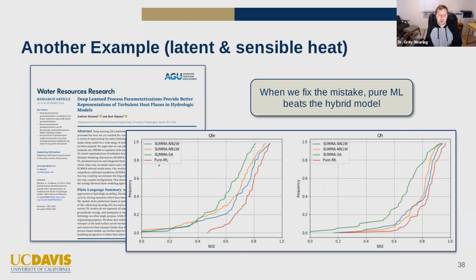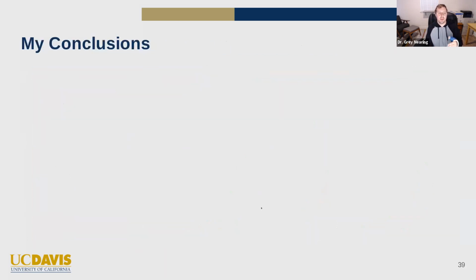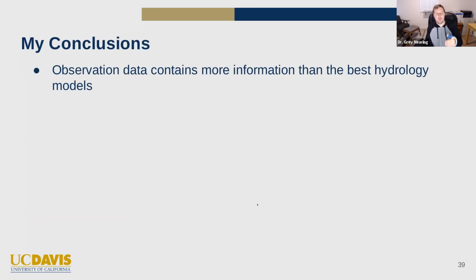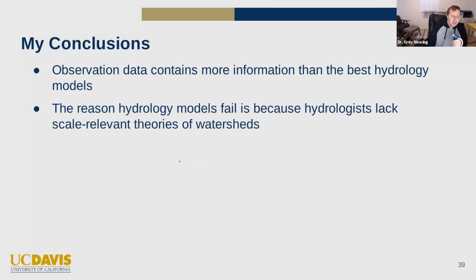And if you use a pure machine learning model with memory, you can do better than their hybrid model. So my conclusions, the thing that I'm really trying to stress in the community right now, are the following. One is that our observation data contains a lot of information, much more information than even our best hydrology models are able to extract. Our job, if we want to make better predictions, we can do better than we're currently doing. The data has more information than we're currently using.